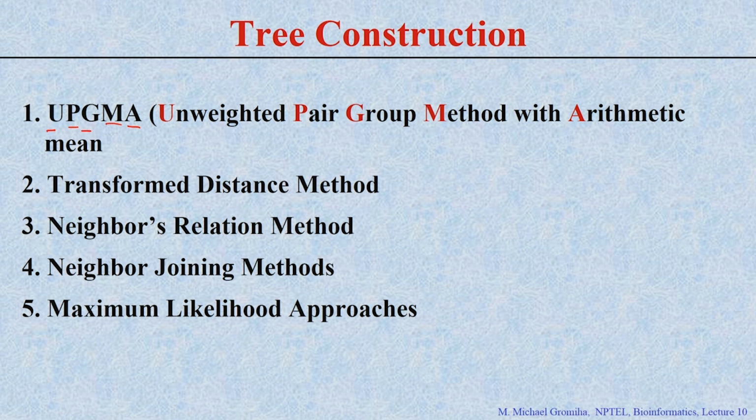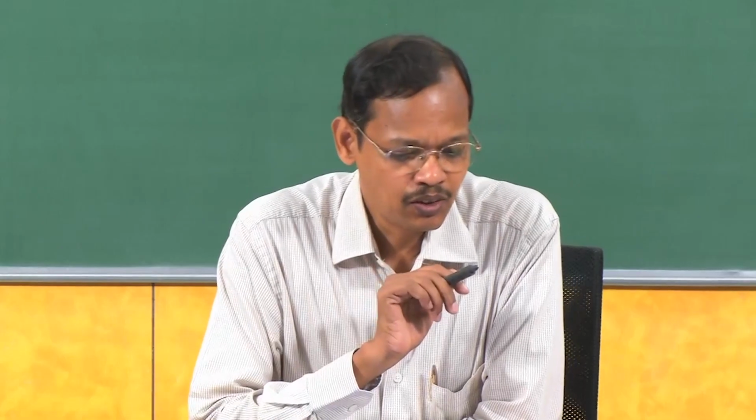It is a very common method and you can easily understand how to construct the trees using UPGMA. It is easy to understand, but it has some disadvantages. To rectify that, several other methods have been proposed. There are the transformed distance method, the neighbor relation method, the neighbor joining method, maximum likelihood approaches and so on. So they developed several approaches to construct trees. We will see how to construct trees based on UPGMA and what principles are used in the other types of methods. It is a statistical based method.